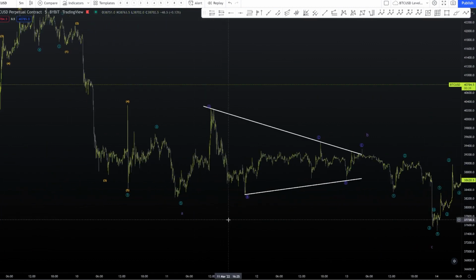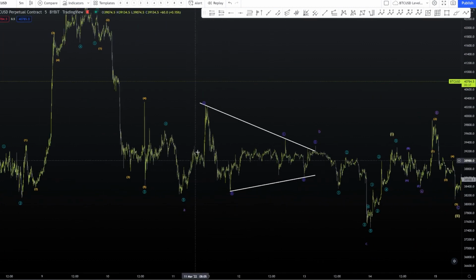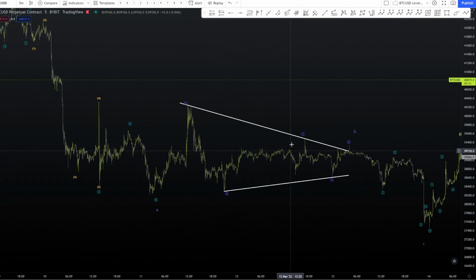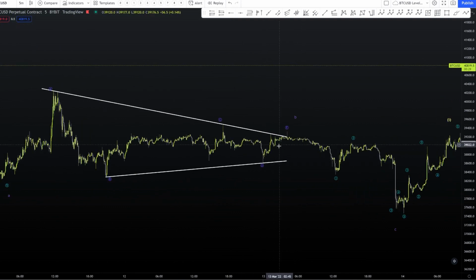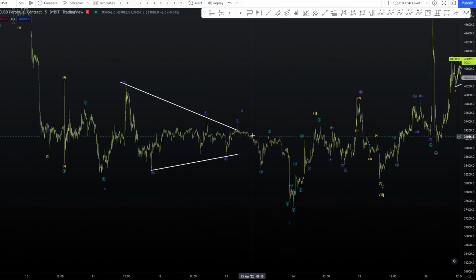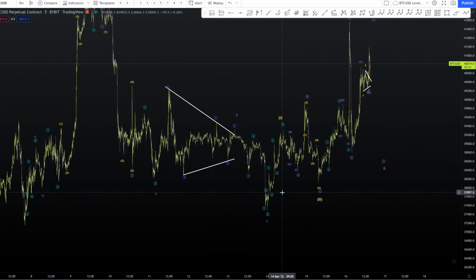Then we come up for a wave B via a contracting triangle for an ABC, ABC wave B. This would probably be ABC wave C. ABC wave D, and then if you zoom in, you could get an ABC wave E. Then you come down for the wave C, which is a 1, 2, 3, 4, 5 to put in the wave E of the triangle.